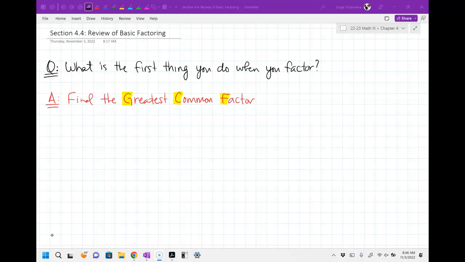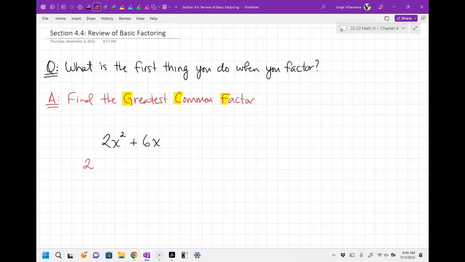Okay? Now, the greatest common factor, in a way, kind of looks like this. If I were to write 2x squared plus 6x, and I ask you, look at those two terms. What do they have in common? What would you tell me they have in common? Like, what can I divide the numbers by? A 2, right? So they have a 2 in common.